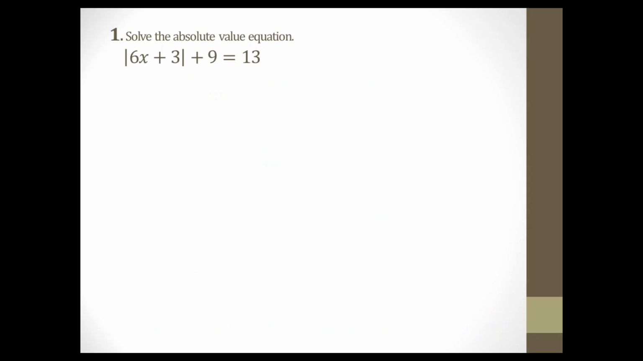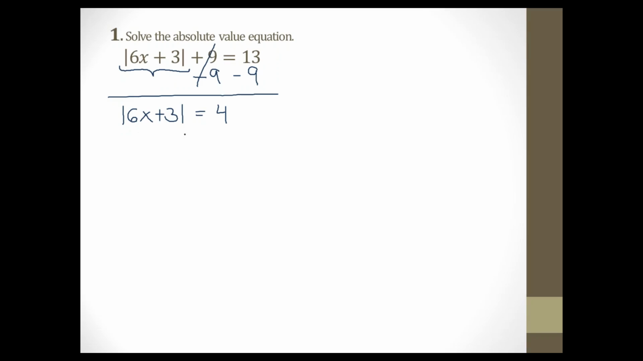This is problem number 1, and it says solve the absolute value equation. If you have an absolute value equation, indicated by these two vertical bars, the first step is to isolate the absolute value on one side of the equation. I'm going to isolate this absolute value portion on the left side, and move the 9 to the other side by subtracting 9. I am not doing anything with the absolute value yet, I'm just bringing it down, but then my 9 is gone on the left side and I moved it to the right, and now 13 minus 9 is 4.